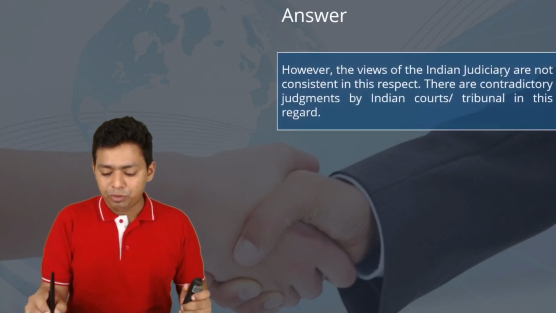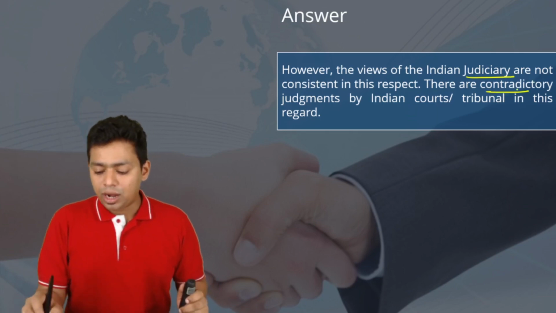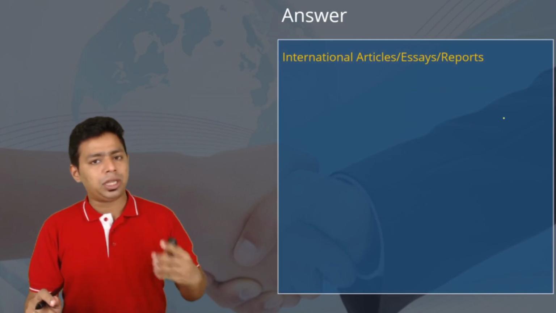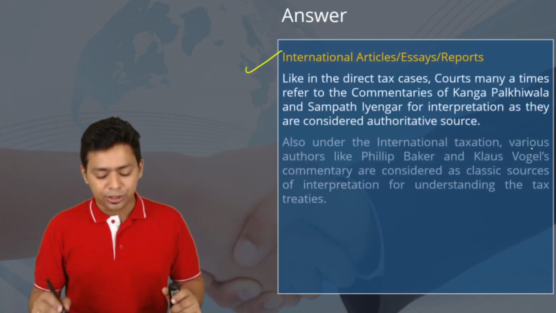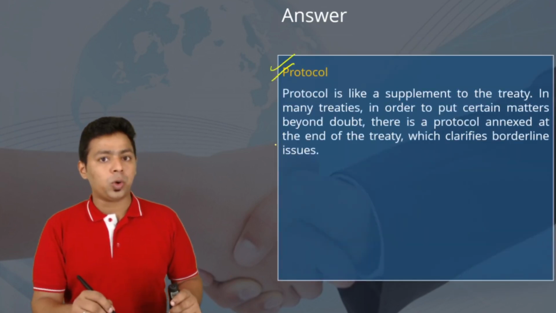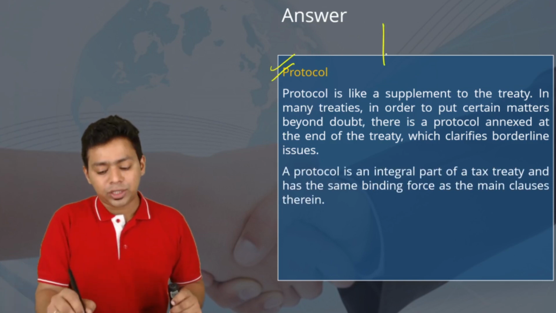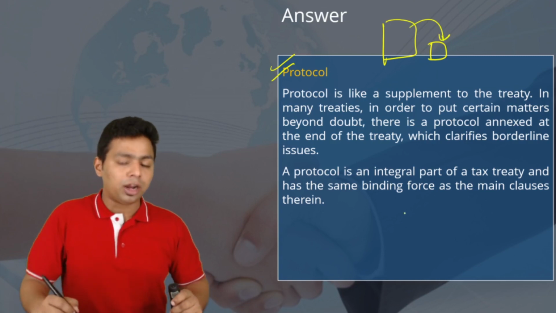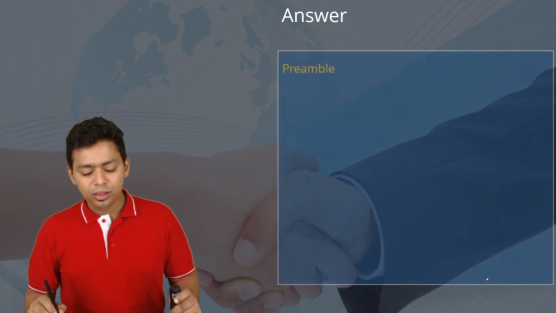However, the Indian judiciary is not consistent in this respect. There are contradictory judgments by Indian courts and tribunals in this regard. Then obviously we have to follow the international laws. International articles, essays, the reports you have to follow. Protocols we have to follow. We have discussed the protocol in detail. I told you this is a new terminology. Protocols are attached as an annexure to the treaty and they form part of the treaty. They are an integral part of the treaty which provides the ground for interpretation.